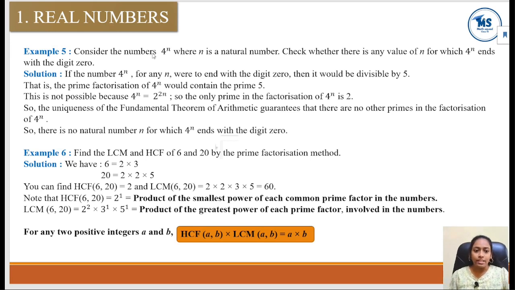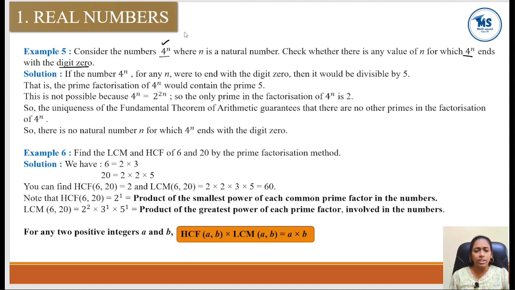Consider the numbers 4 power n where n is a natural number. Check whether there is any value of n for which 4 power n ends with the digit 0. So the question is, we are considering the numbers which are in the form of 4 power n. We need to check, is there any number which ends with the digit 0 which is in the form of 4 power n.